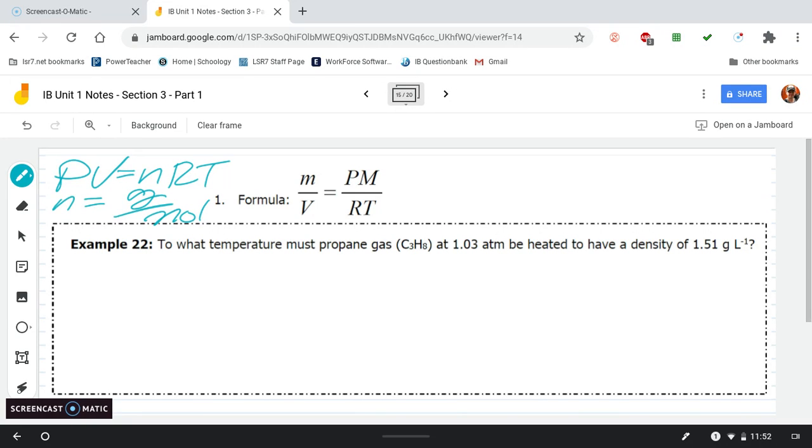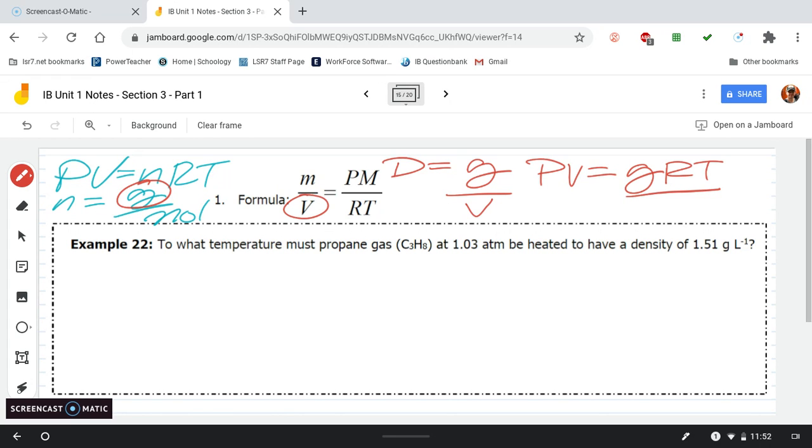So we remember that we can replace the n with grams per mole. So if we think about density and we're like, okay, what is the density formula? So density is mass, or grams, divided by volume. Okay, that means we have to get the volume on the bottom and the grams on the top. So what we do is we rearrange this formula. So it's PV equals gRT over molar mass, like this.